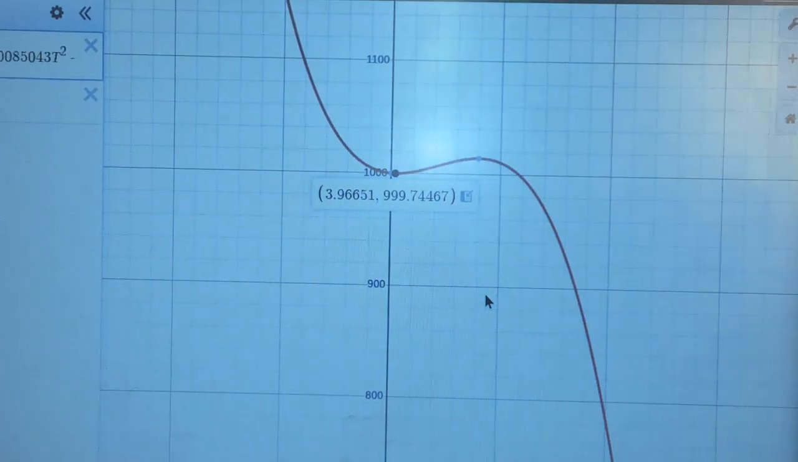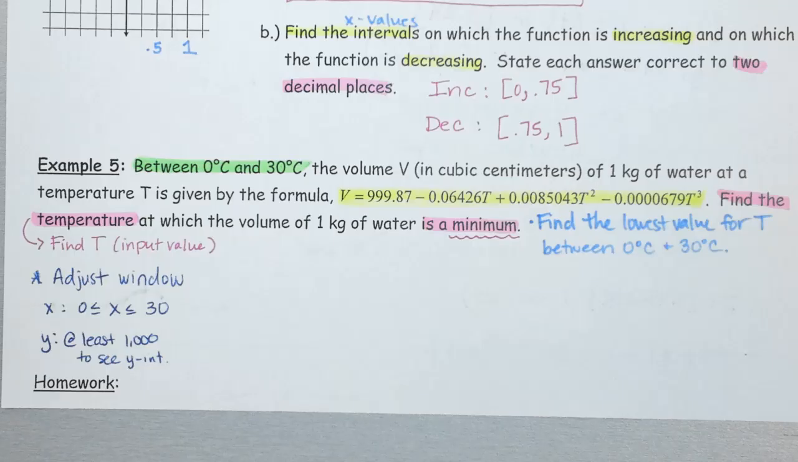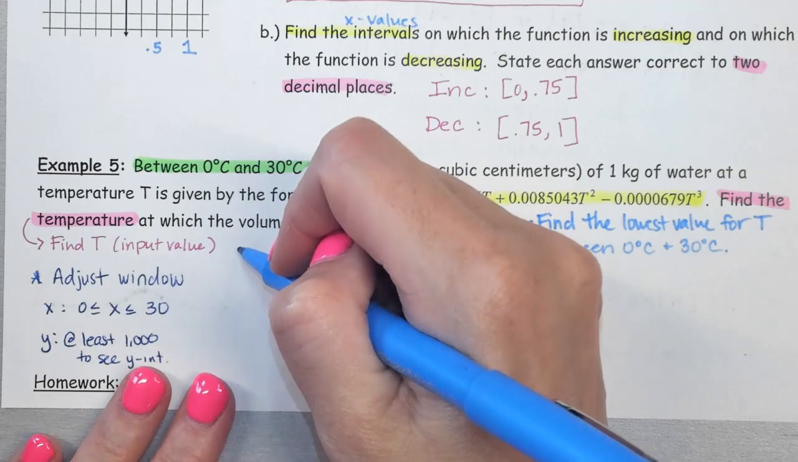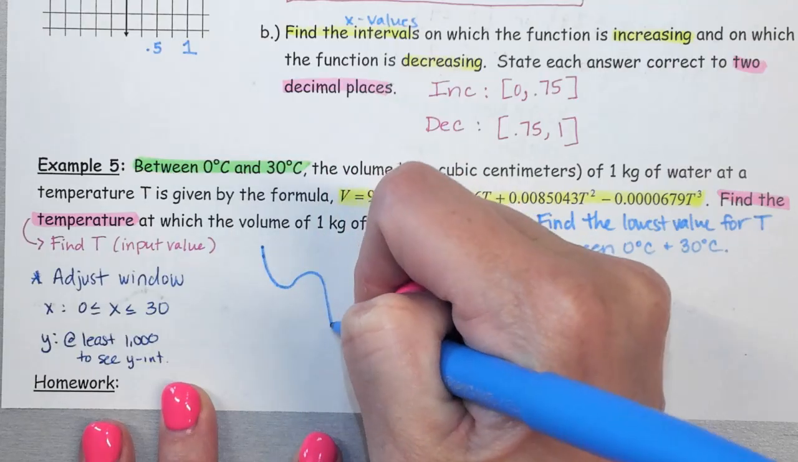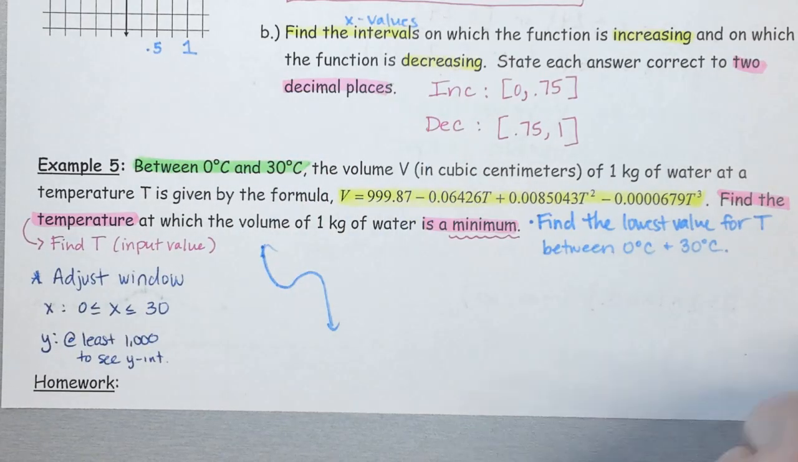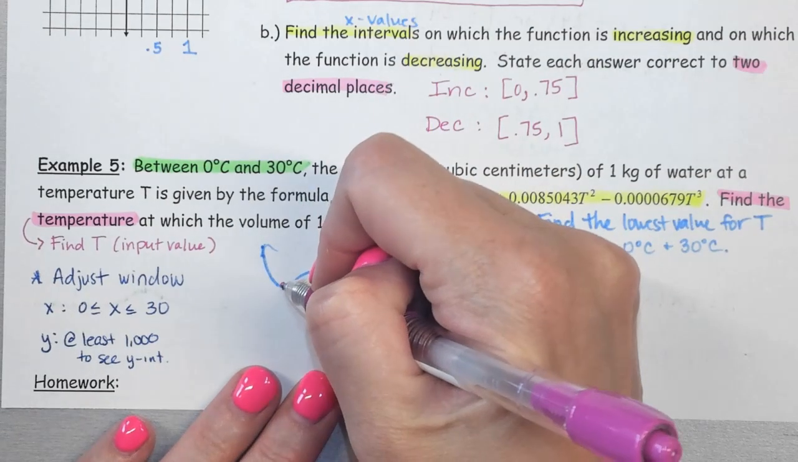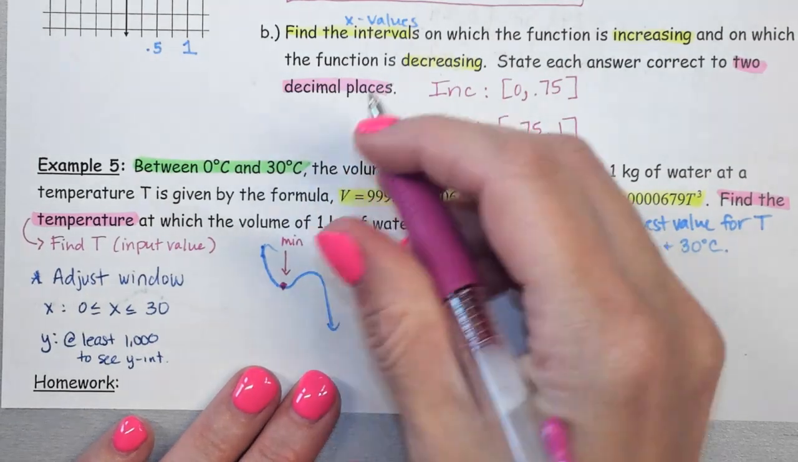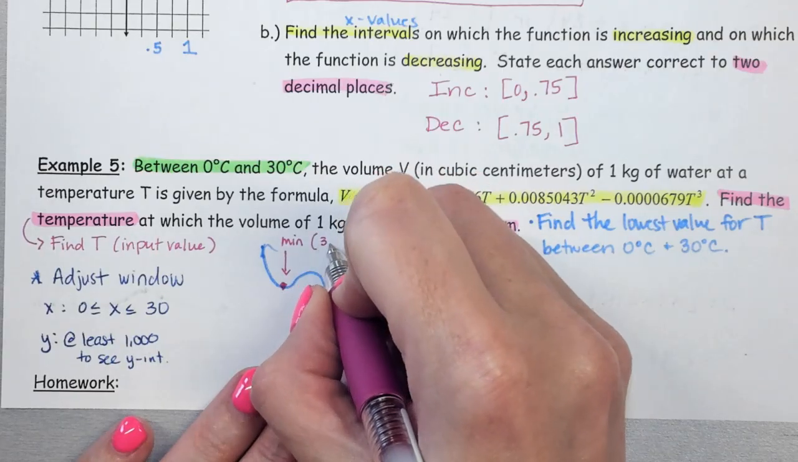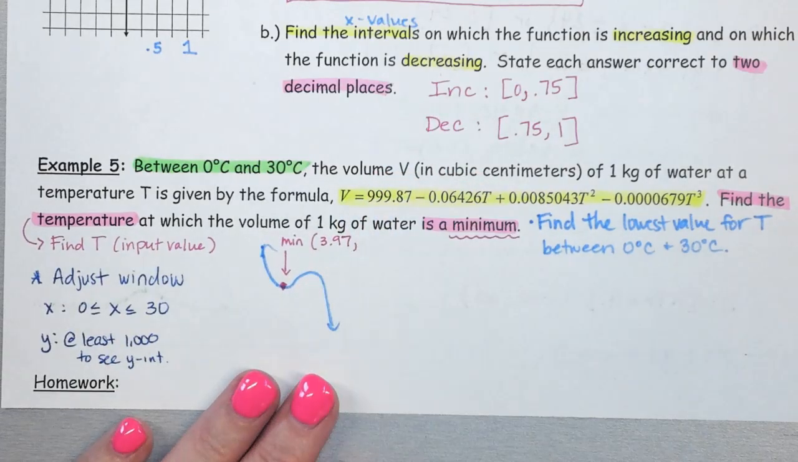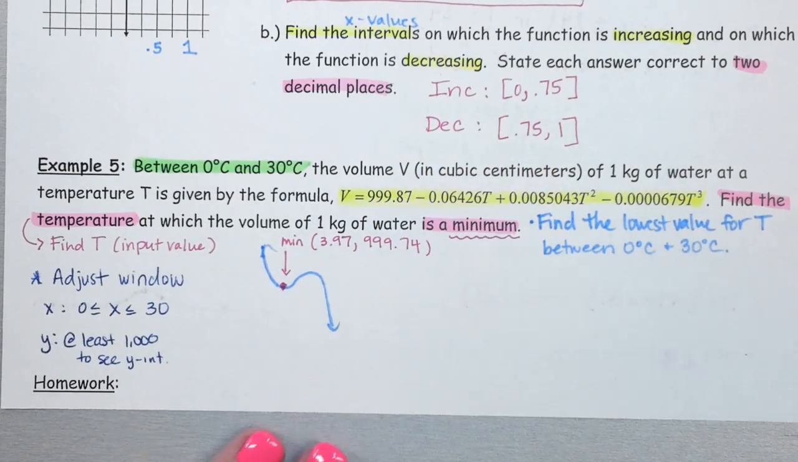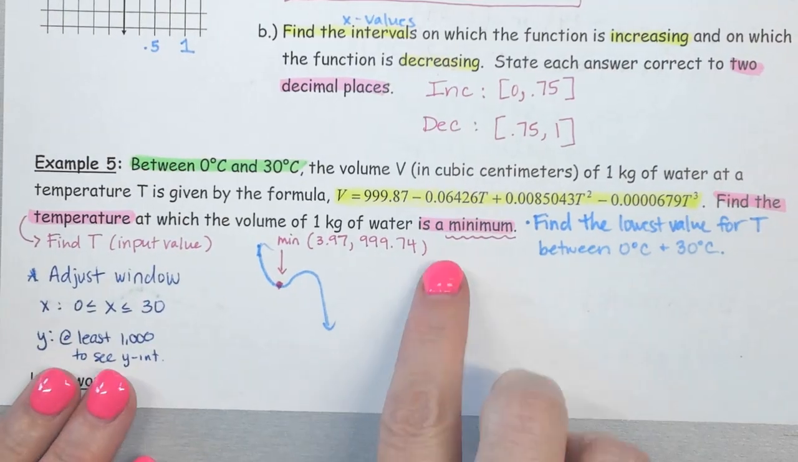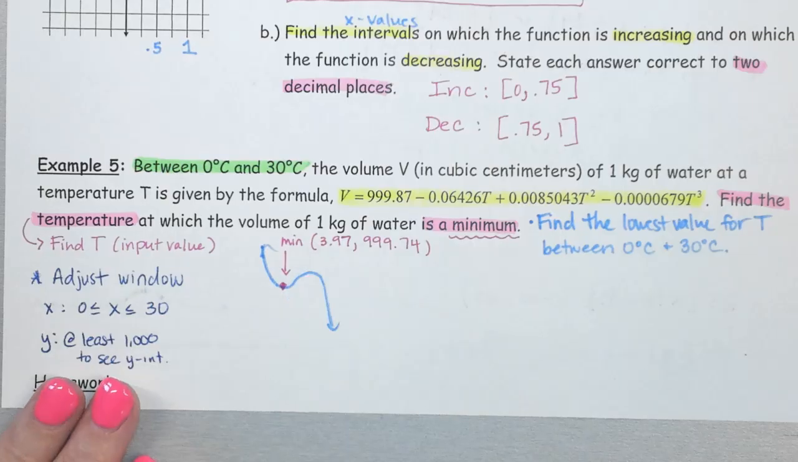Okay, and adjusting on Desmos is going to be a lot quicker than on your calculator. And I'm just going to draw a rough sketch of this. Okay, so you found your min, and we're just going to keep rounding to 2 decimal places, 3.97999.74. Okay, in this case, they were asking for the lowest t value, which is the input.